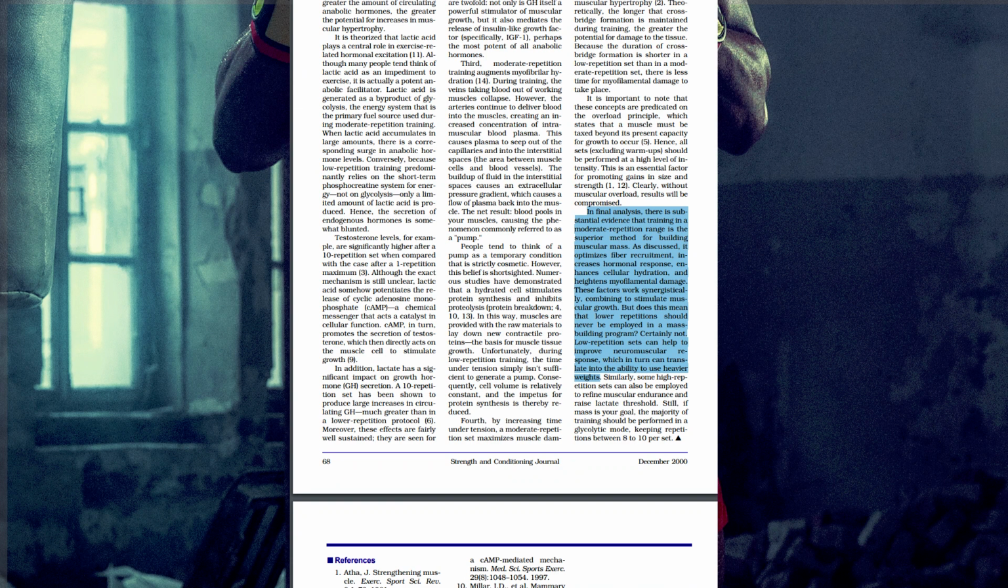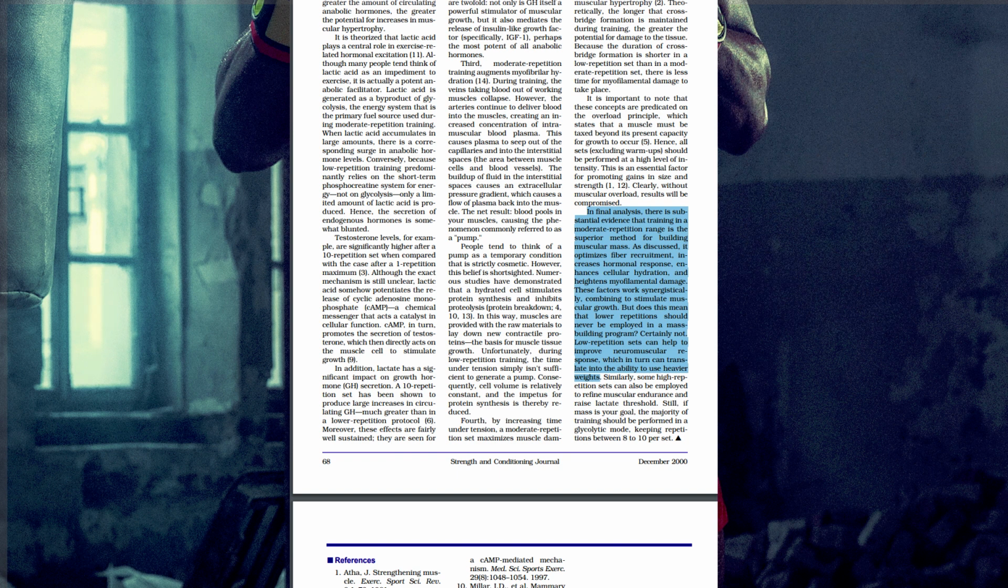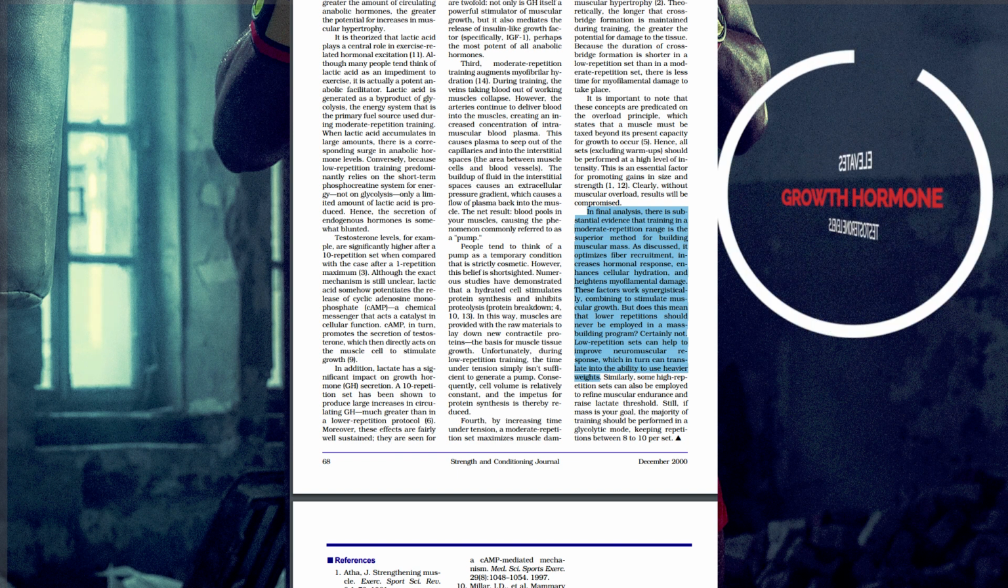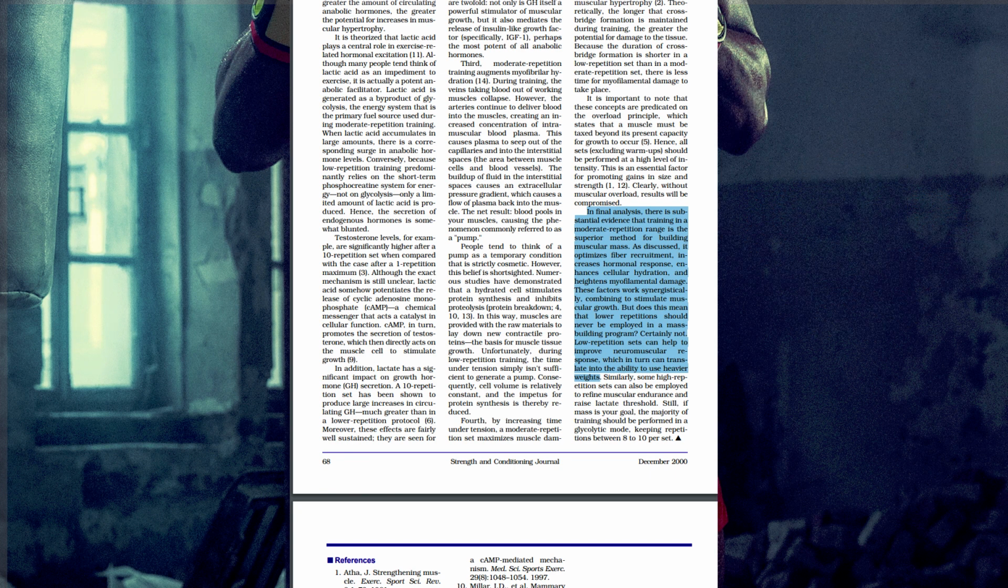Looking at our research, it states that in final analysis there is substantial evidence that training in a moderate repetition range is the superior method for building muscular mass. By moderate repetition range, it basically stands for 6 to 12 repetitions, and then it states a couple of beneficial factors that training in a moderate repetition range is going to provide for you. For example, it optimizes fiber recruitment, increases hormonal response, or enhances cellular hydration.